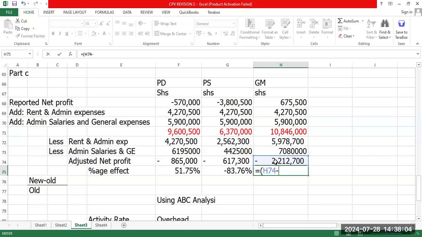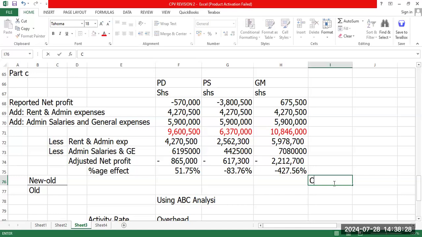Then finally, I do the same here. New minus old, then divide by the old. The answer you get, I multiply by 100%. So that is the effect. Now the assessment, you need to conclude. Conclusion. You need to conclude.